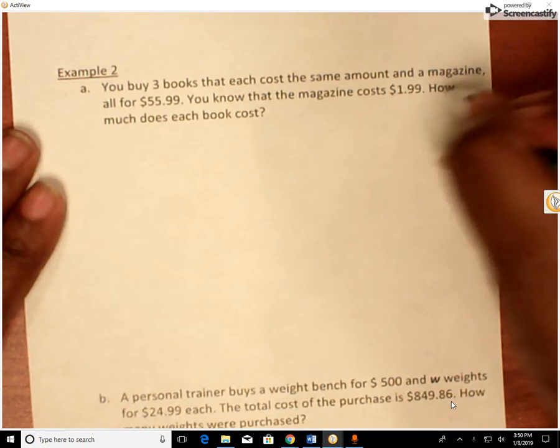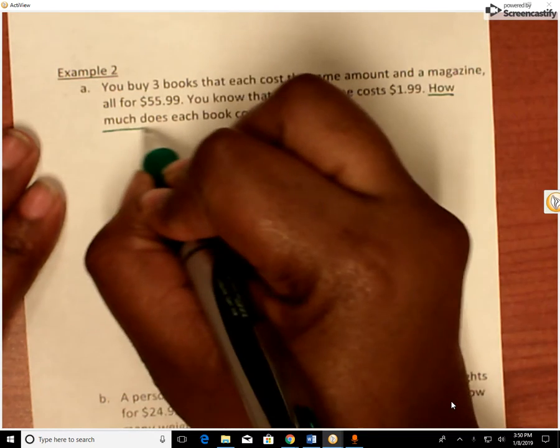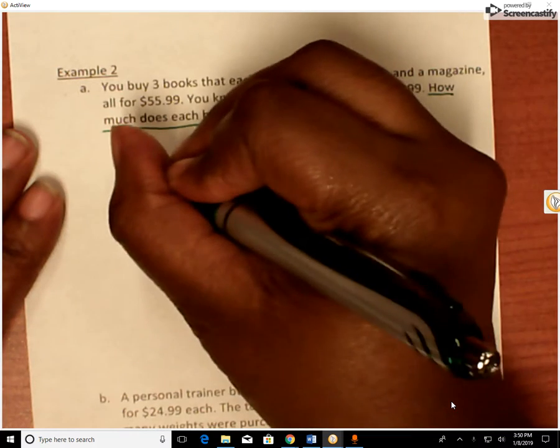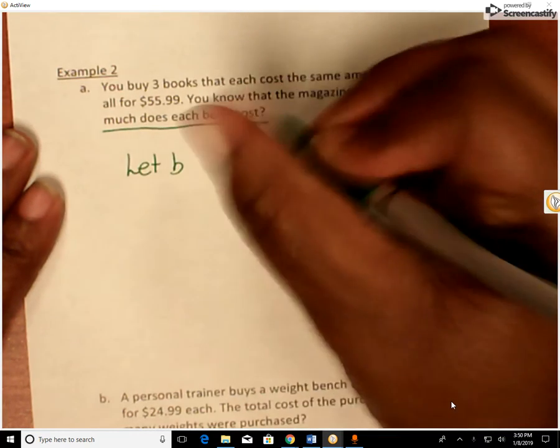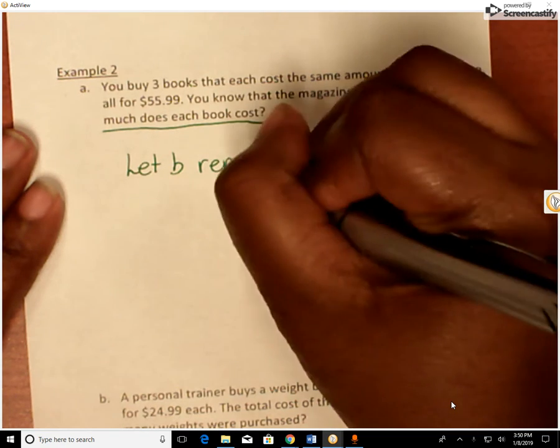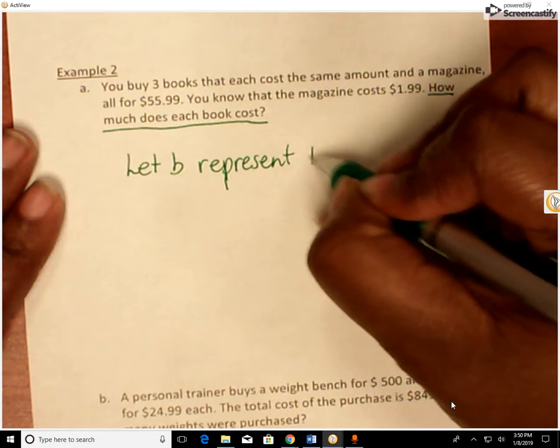So first off, our unknown is how much does each book cost, because we do not know that. So we're going to say let B represent the cost of each book.